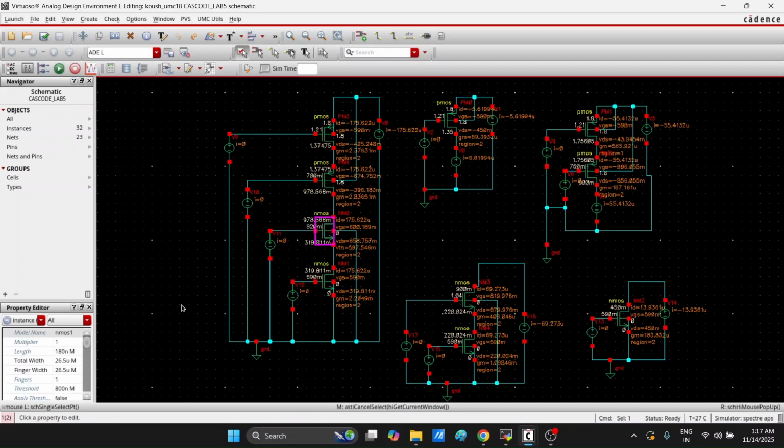So we will choose its width as 26.5 micro, and also we can vary the gate voltages slightly to have the best optimization. So now we will proceed towards designing the PMOS section. For the PMOS section we will always start from the top PMOS.